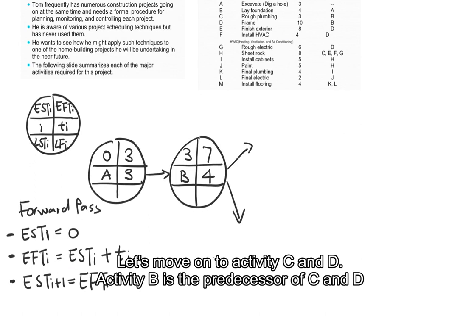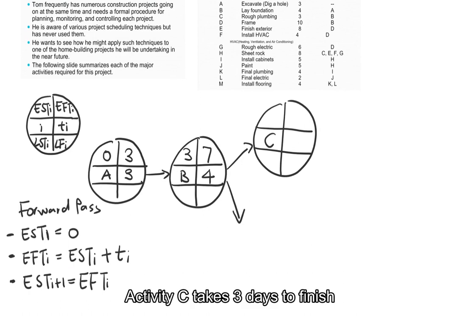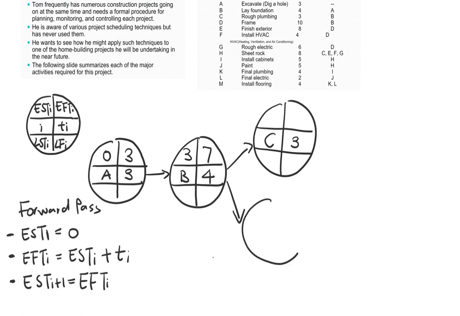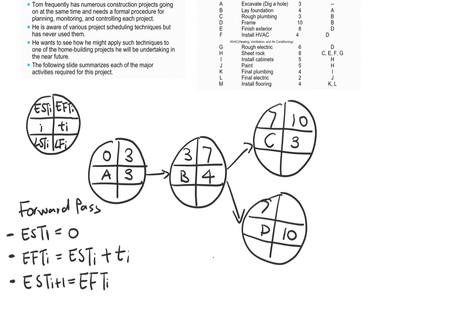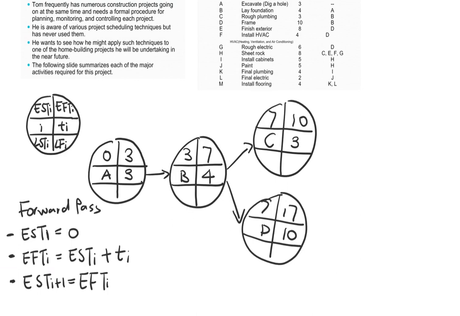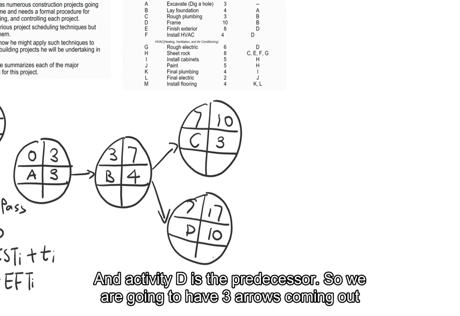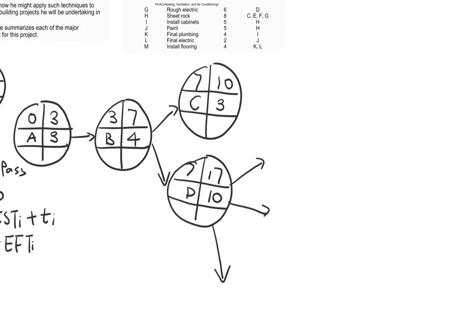Activity B is the predecessor of C and D. Activity C takes 3 days to finish, and activity D takes 10 days to finish. Day 7 copy down, 10 and 17. Okay, and then move on to activities E, F, and G. Activity D is the predecessor, so we are going to have 3 arrows coming out of activity D.